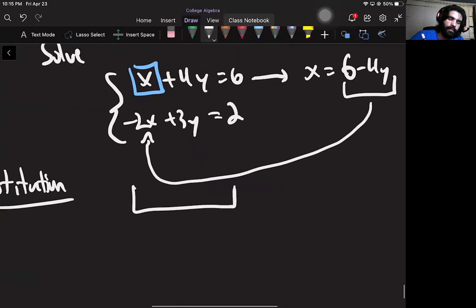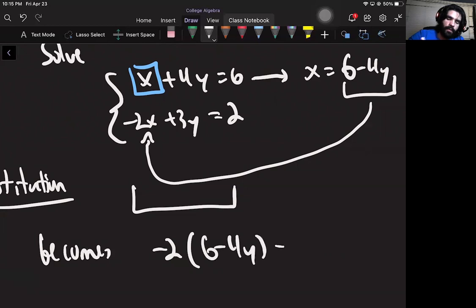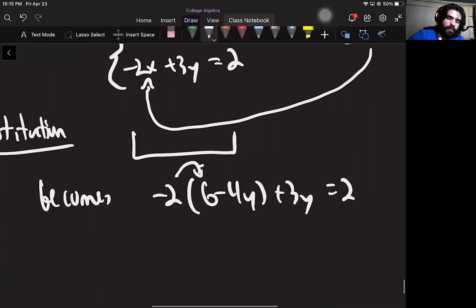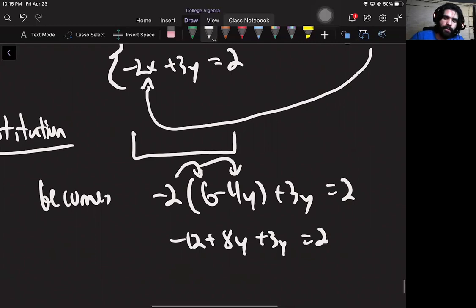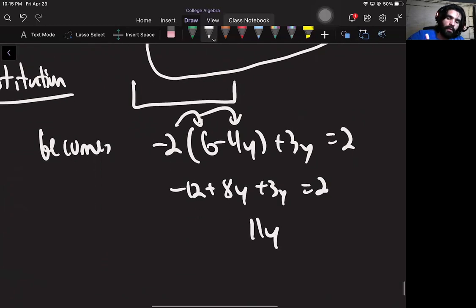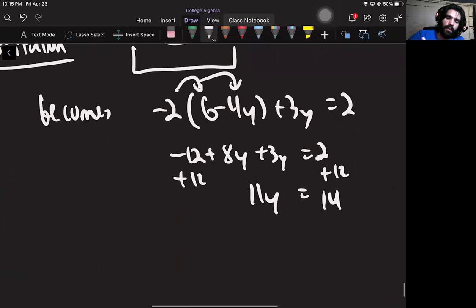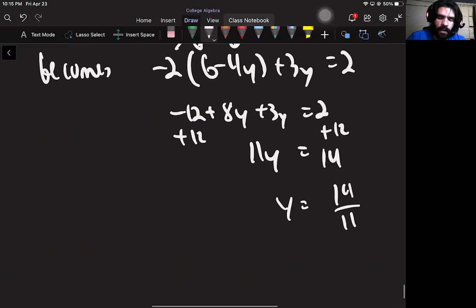And then we get -2 times (6 minus 4y) plus 3y equals 2. Distribute that -2 through: -12 plus 8y plus 3y equals 2. This becomes 11y. And then I'll add this 12 to get 14. So y equals horrible fraction. It'll happen sometimes, that's okay.